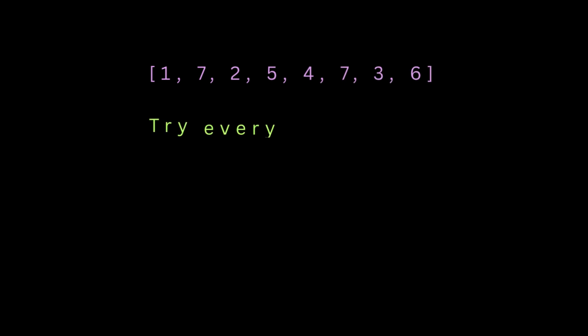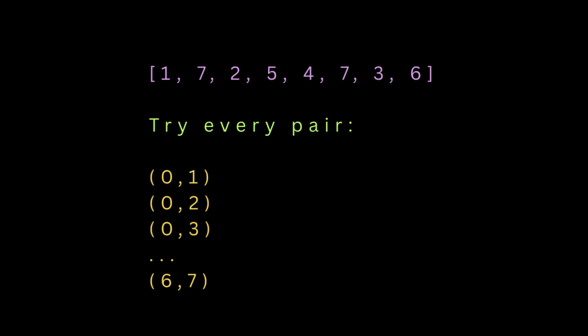The obvious solution is to try every possible pair of lines, and for every pair we calculate the area and keep the maximum. But there are roughly n squared pairs, so the time complexity is O(n^2). But we can make it even better.